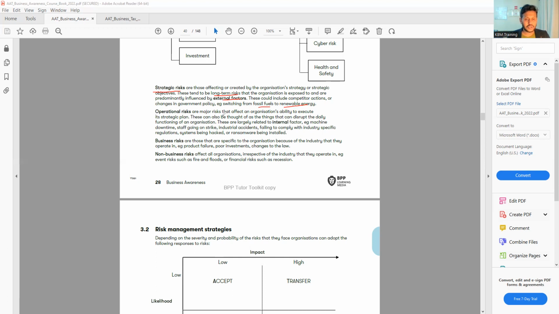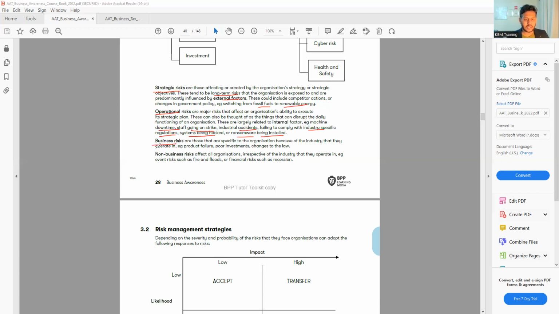Operational risks are the major risks that affect an organization's ability to execute its strategic plan. So if the strategic people give you the plan, and you find it difficult to execute it, then that's the operational risk. This can also be thought of as things that can disrupt the daily function of the organization. These are largely related to internal factors. Examples: machine downtime, staff going on strike, industrial accident, failing to comply with industry-specific regulations, system being hacked, and malware being installed. So this sort of thing can create an operational risk for your company.